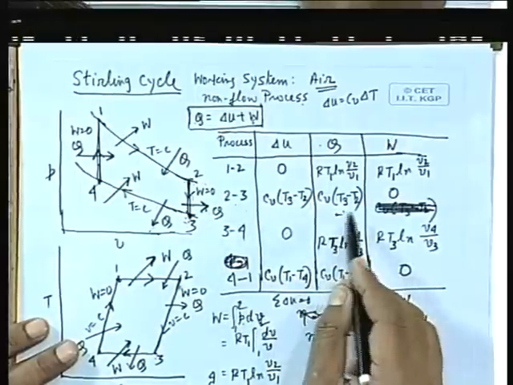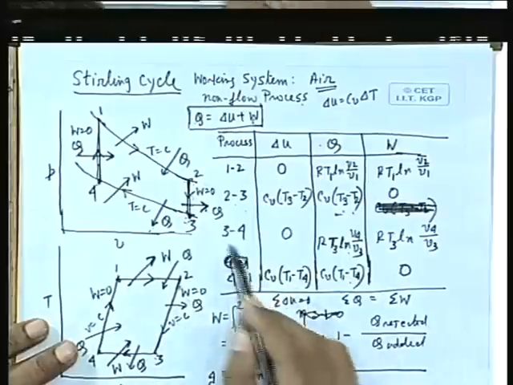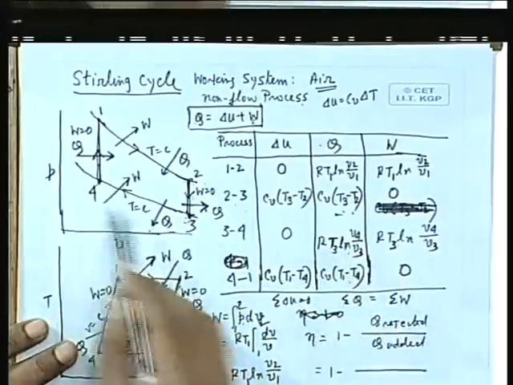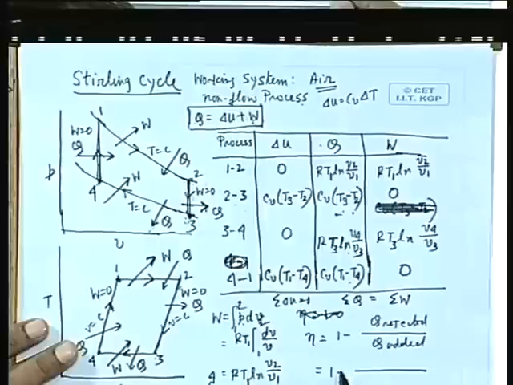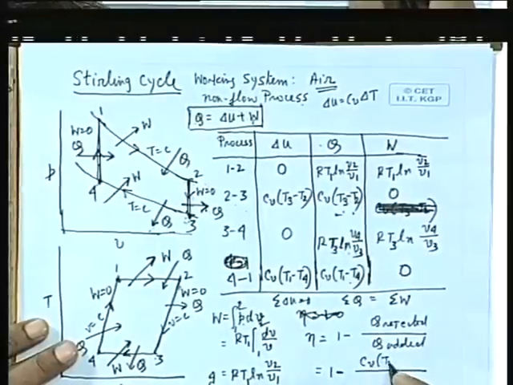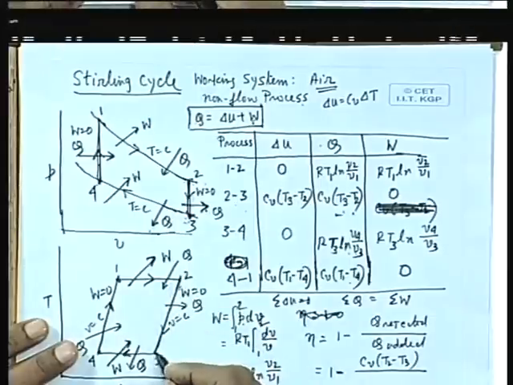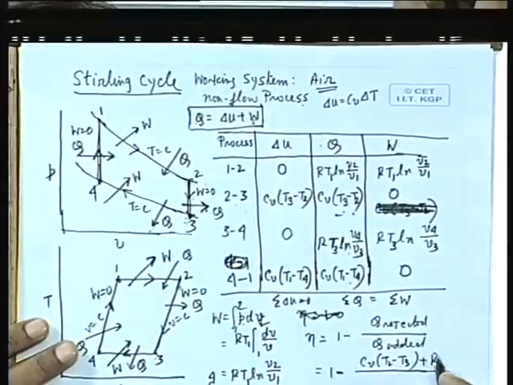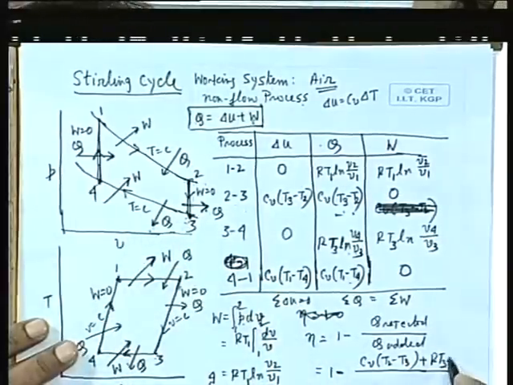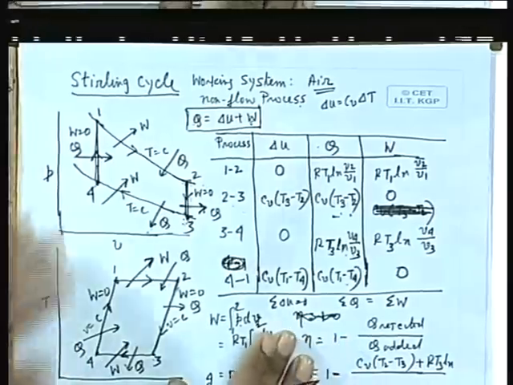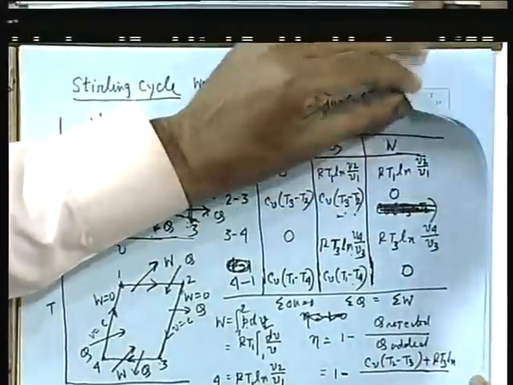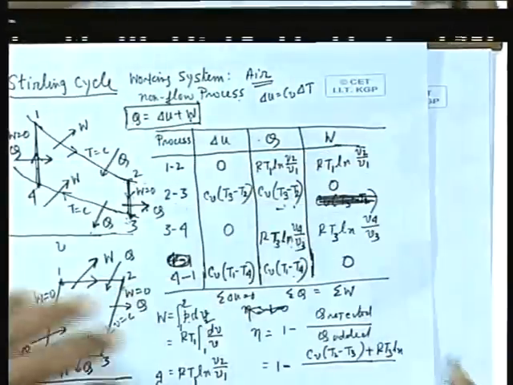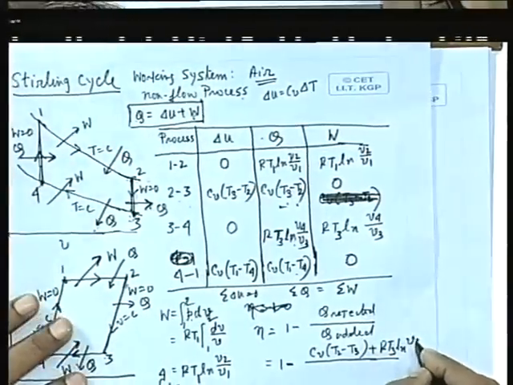So 2-3 is Cv(T3 minus T2), which is negative, and 3-4 is RT3 ln(V4 by V3), which is negative. Since these values are negative, we take only their magnitude: Cv(T2 minus T3) plus RT3 for the 3-4 process, ln(V3 by V4), not V4 minus V3. Why? Because I have already taken the negative sign, I want only the magnitude of the heat rejection.